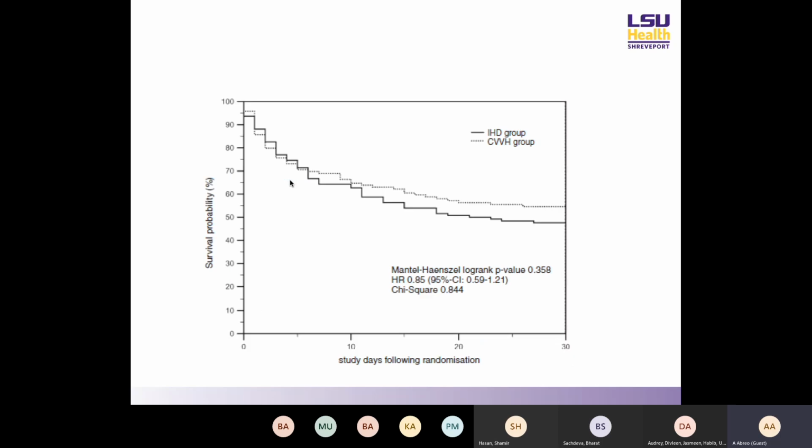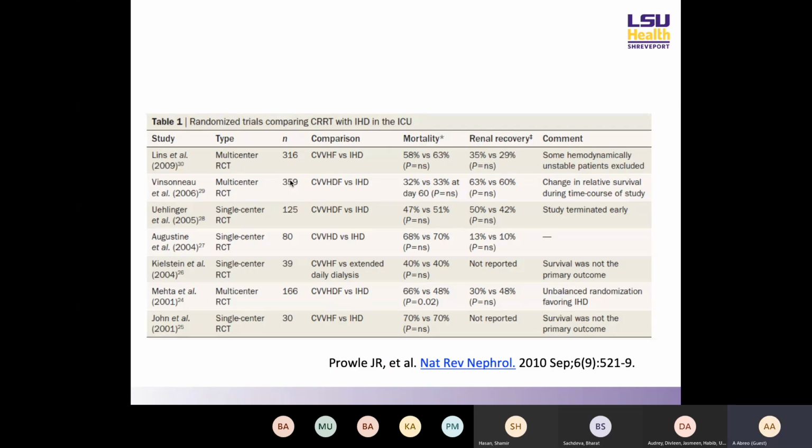This was another study looking at the same thing in a different population, showing no statistical improvement between one of the two groups. And then these are a number of RCTs that have been done exploring this. So really, overall, the literature kind of doesn't show an advantage to CRRT versus intermittent hemo on the whole when looking at these trials.